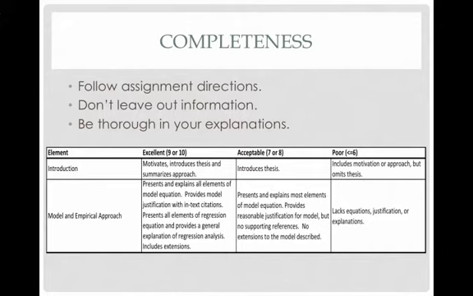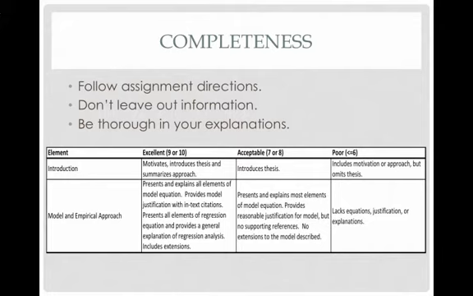What about the model and empirical approach? That's another element in your paper. Excellent: presents and explains all elements of the model equation, provides model justification with in-text citations, presents all elements of the regression equation, and provides a general explanation of regression analysis, includes extensions. So you need to do all of those things to have an excellent paper, to have an A. A B or a C? Well, you present and explain most elements of the model.